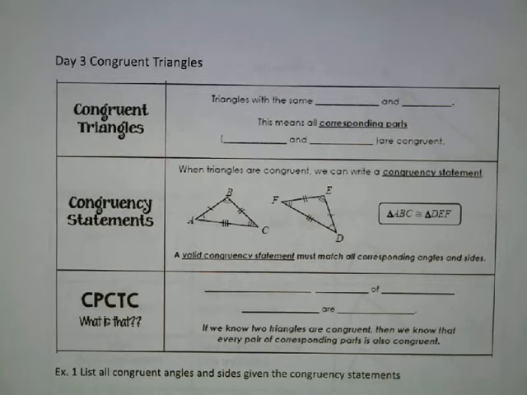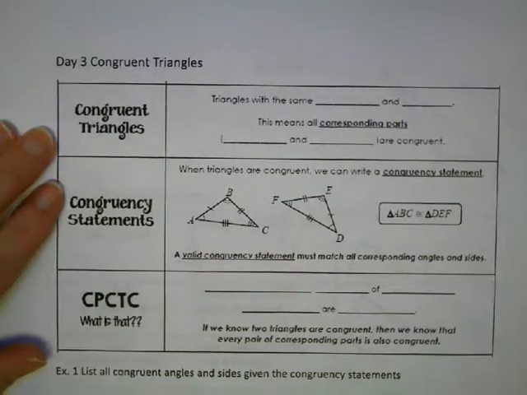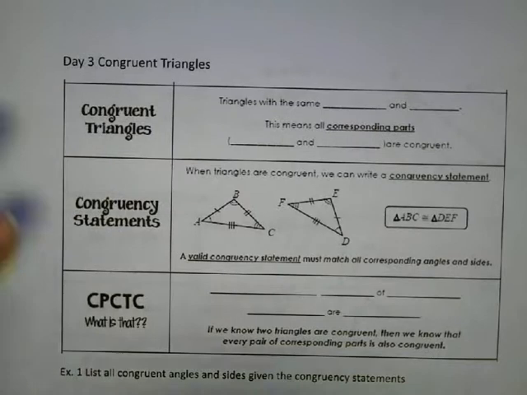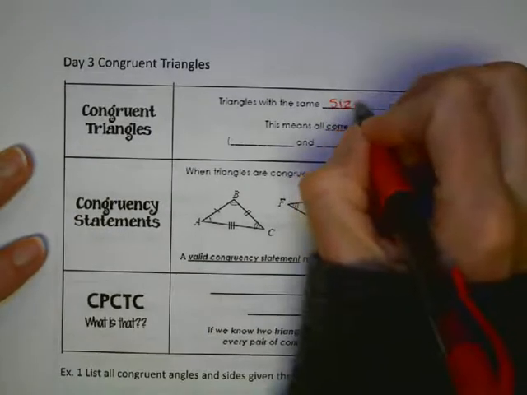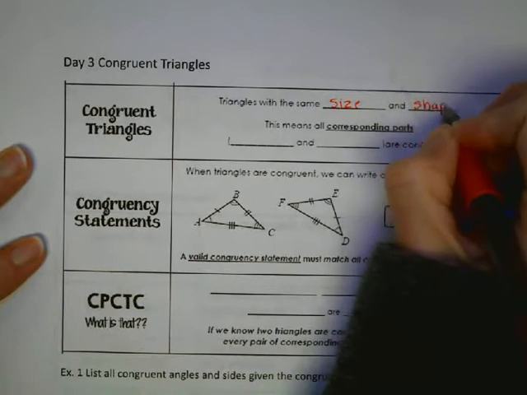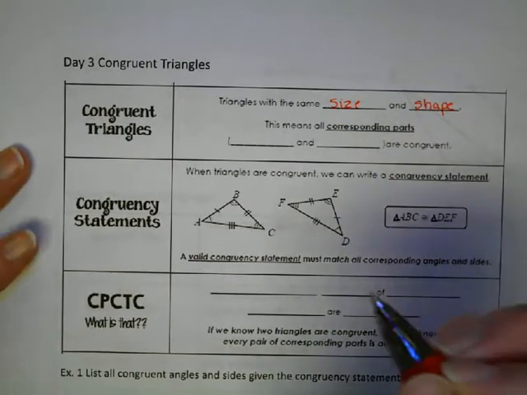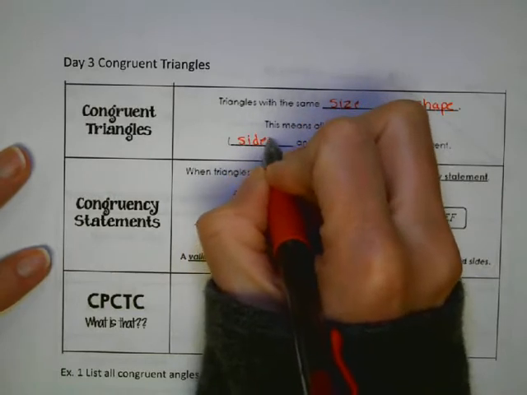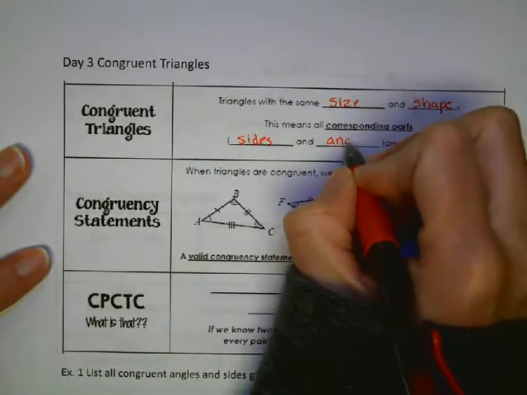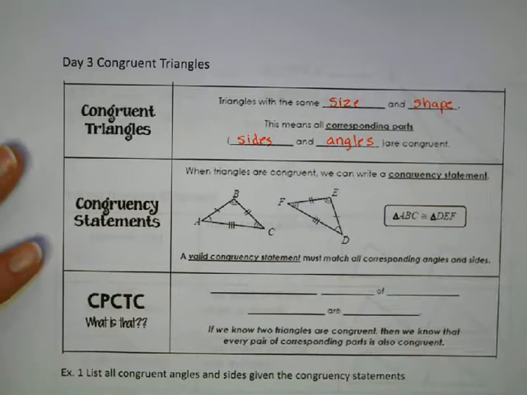Welcome to Unit 3. This is a chapter on congruence. Today we're specifically talking about congruent triangles. Under congruent triangles, we have triangles with the same size and shape. This means all corresponding parts, referring to sides and angles, are congruent. They have to be exactly the same.